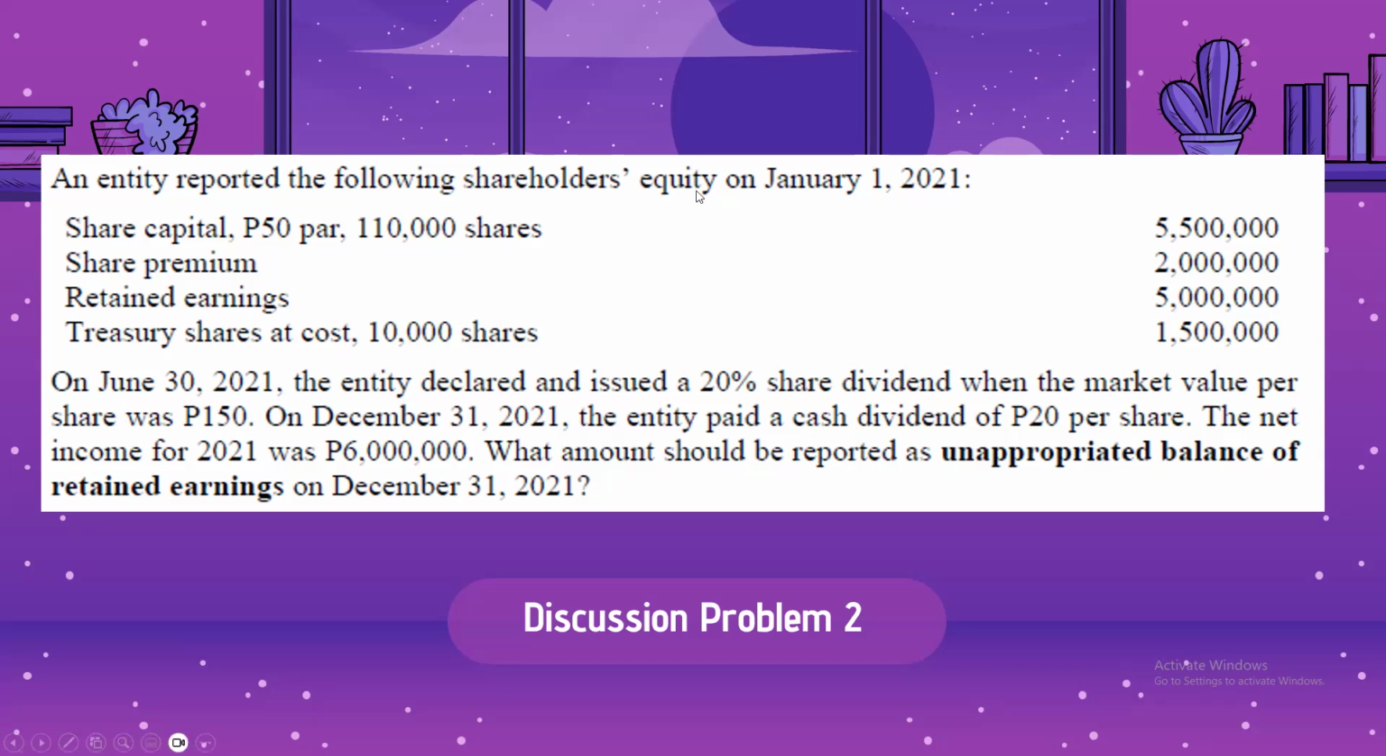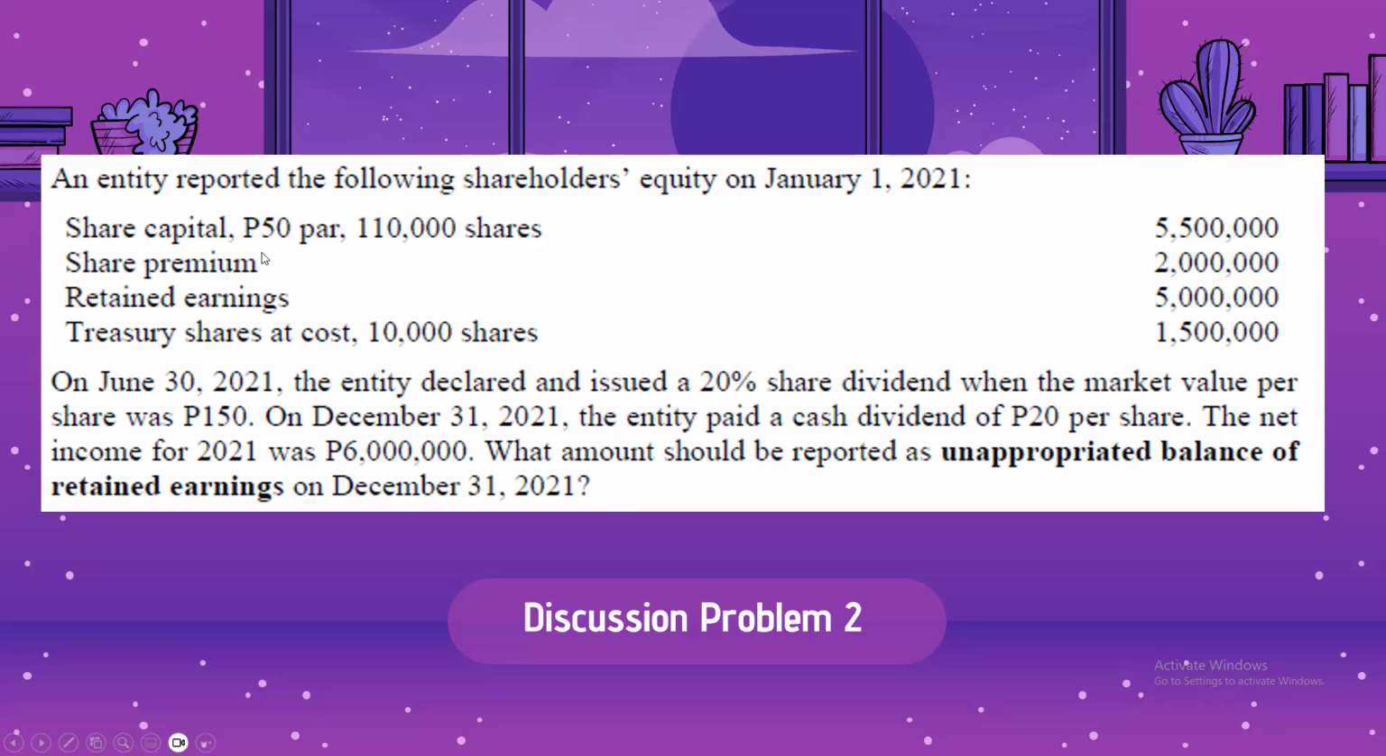One tip, class: whenever you analyze problems like this, i-underline nyo na agad yung mga dates, kasi it's very critical that we understand the timing. Like for example, if you underline January 1, 2021, then the question also has December 31, 2021. You can easily identify that these succeeding balances are your beginning balances. Sometimes kasi the problem is very tricky. Ang binibigay nila dito are already the ending balances.